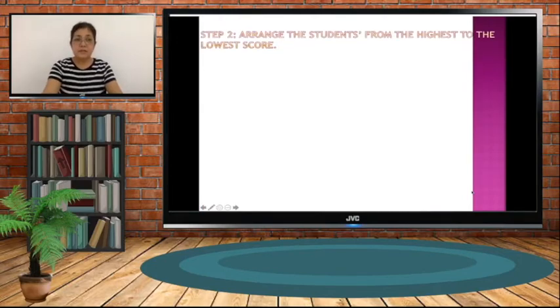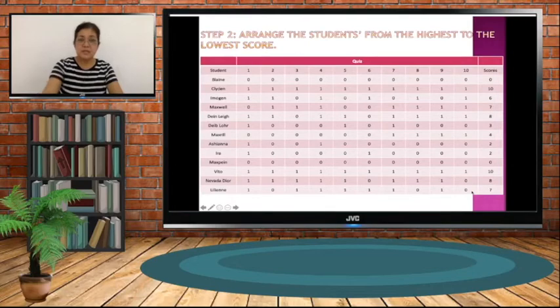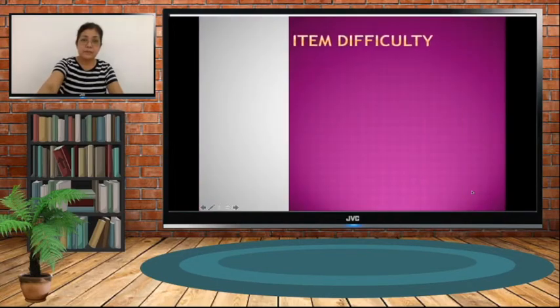Step 2: let us arrange the students from the highest to the lowest score. Originally, this is the list of students where the scores are not yet arranged. To arrange it, we have Clyde and Vito who got the perfect scores, and Blaine and Maxine who got the lowest scores. So, arranging them from highest to lowest.